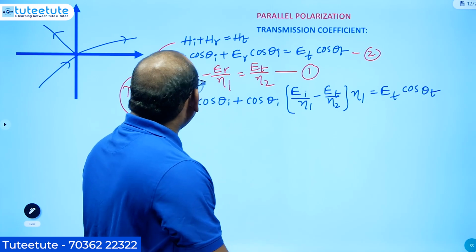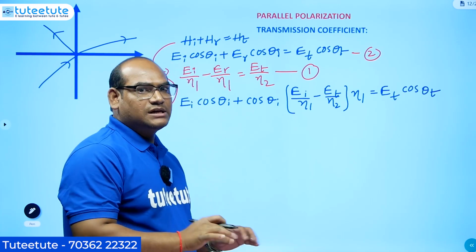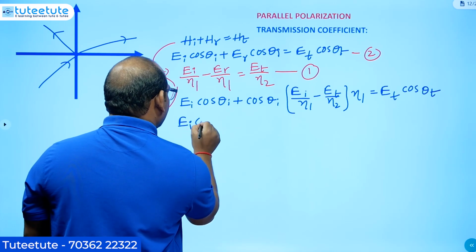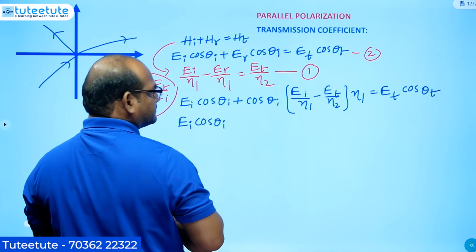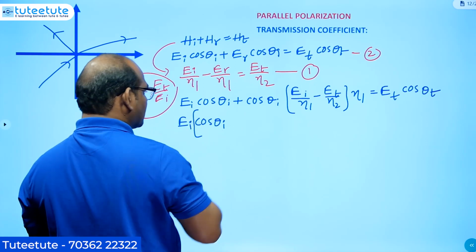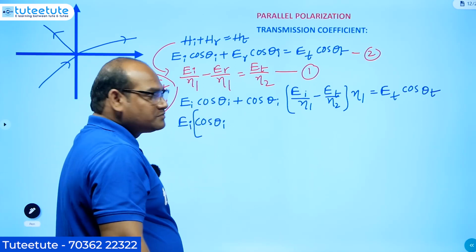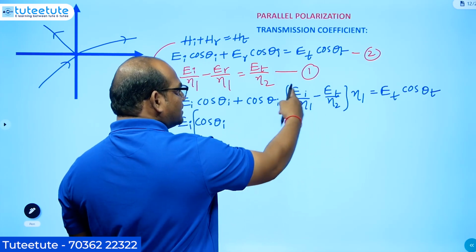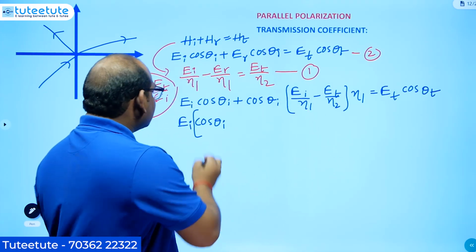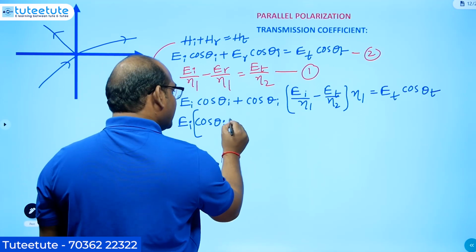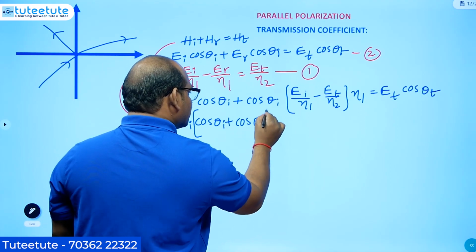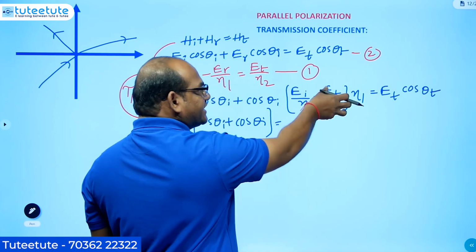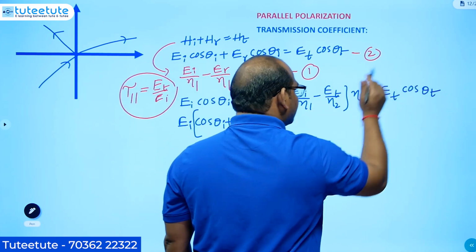Okay, now write all the EI terms at one place and the ET terms at one place. So EI cos theta I, and EI we can take common also. So this term is over. Now you see this one. Here eta 1 will be cancelled. So EI cos theta I will be there. That is already there here, so simply cos theta I. That means it is coming 2 times actually. Now it is equal to, here an ET term is there, we can send this side. Here also an ET term is there.